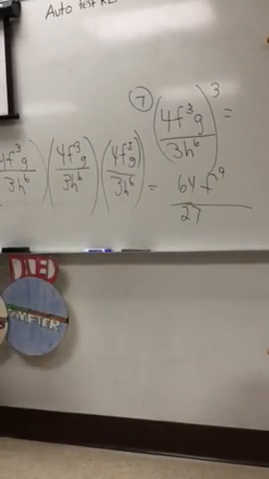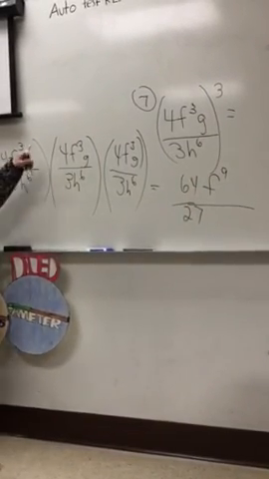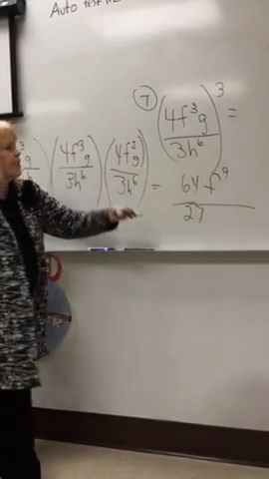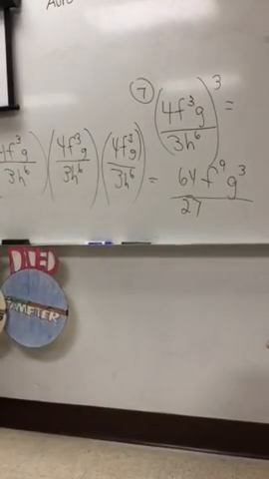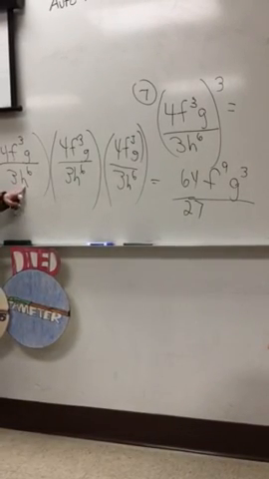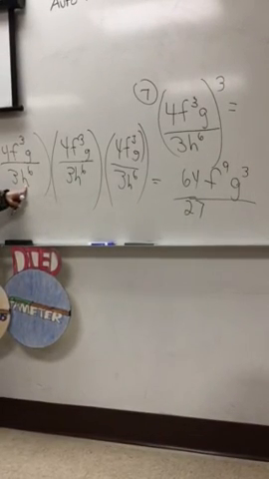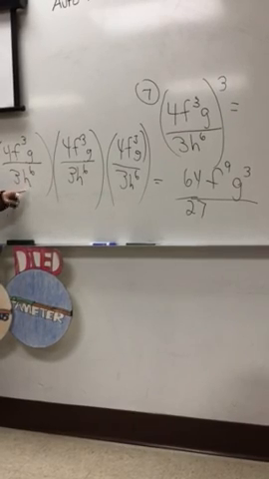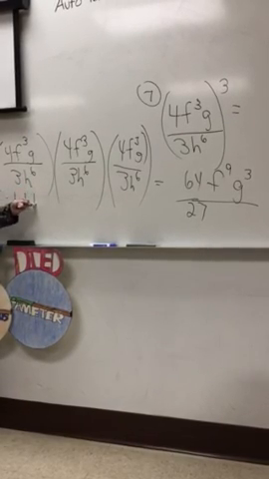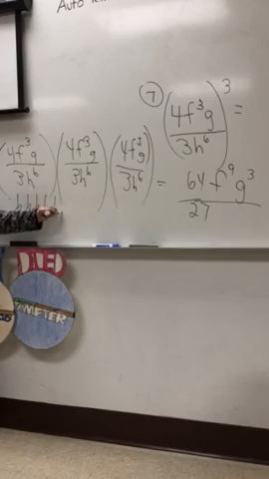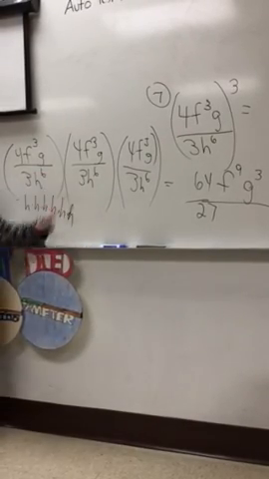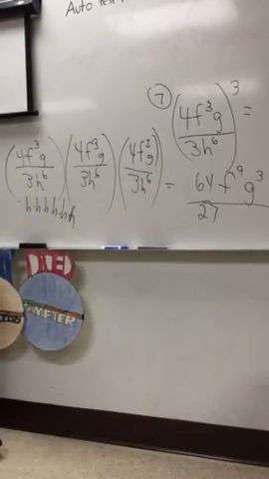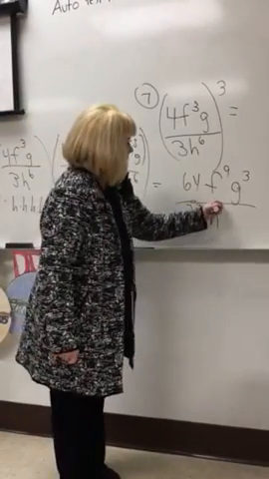Now, how many G's do you have on top? 1, 2, 3 G's. So that's G to the 3rd. How many H's do you have on the top? 18. Yes, 18. You've got 6 H's here. Remember that means H times H times H times H times H. I sound like an ambulance. So you got 6 H's there, 6 more there, 6 more there, total of 18 H's. So it's H to the 18.